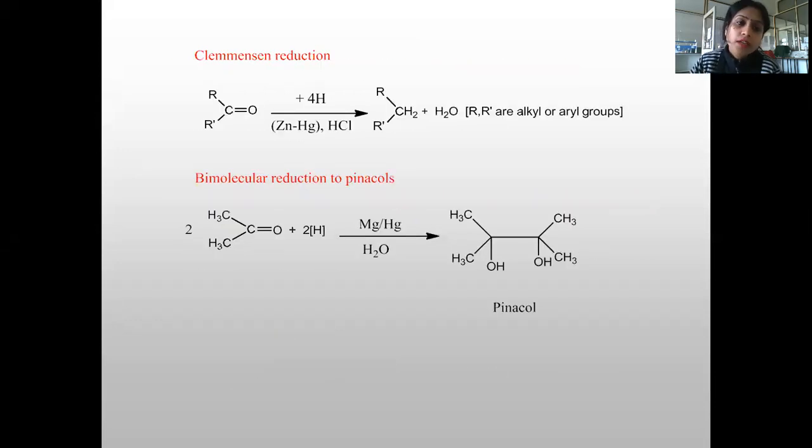Then Clemmensen reduction is the reduction of the carbonyl group in the presence of zinc amalgam, and the product, instead of an alcohol, directly gives the alkane. Then next is bimolecular reduction to pinacol. You have studied this, and how pinacol is formed, and you have also seen pinacol rearrangement. When two ketone molecules react, they are reduced, and the product is pinacol.